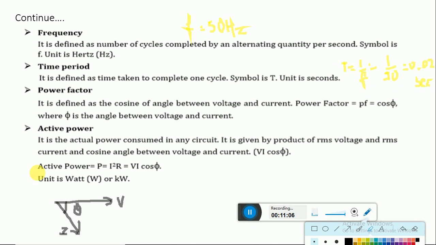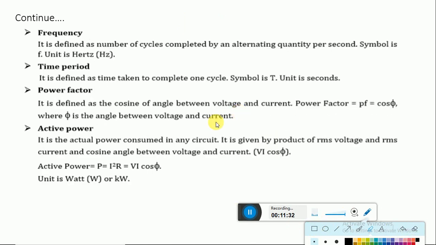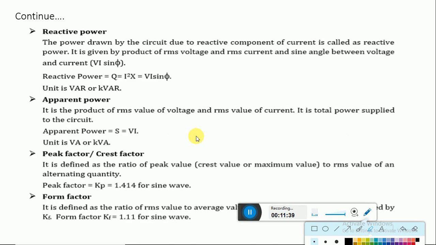Active power is indicated by capital P, which is equal to I square R, and for I square R we can write VI cos phi. The unit of active power is watt or kilowatt. If our power is small, then it is in watt. If our power is large, then it is in kilowatt.